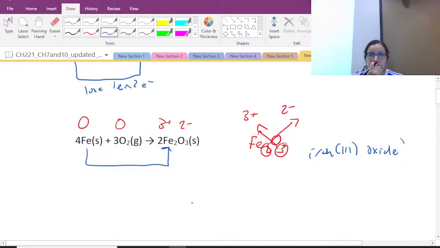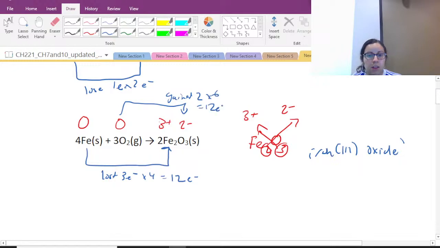Question? Could you explain why the iron and oxygen is 0 before the reaction? Oh, just because it's elemental form. Anything in elemental form is just 0. That's like our starting point. In this case, each iron lost 3 electrons, but then we had 4, so times 4, so it looks like a 12 electron process. And then our oxygen, each one gained 2, but 3 times 2 is 6, so 6 times 2, so 12, so that worked out as well.